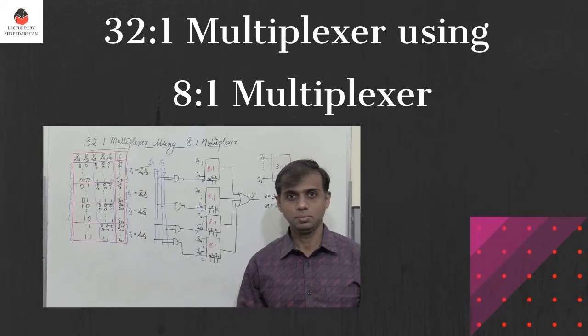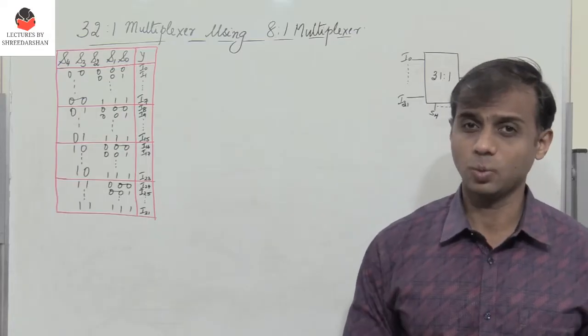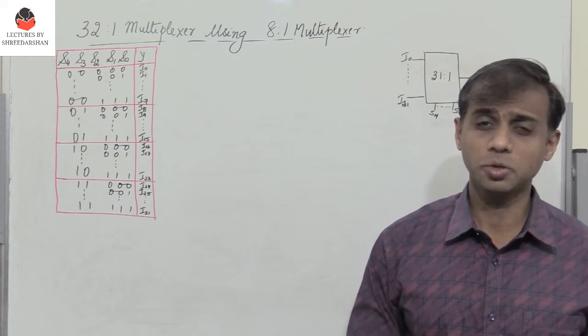How do we implement a 32:1 multiplexer using 8:1 multiplexers? So let us see how we can do this design.